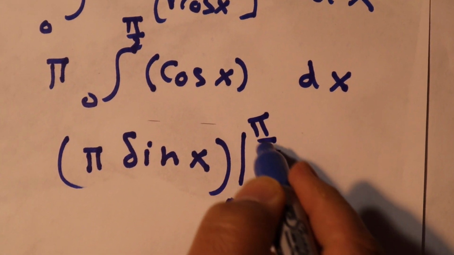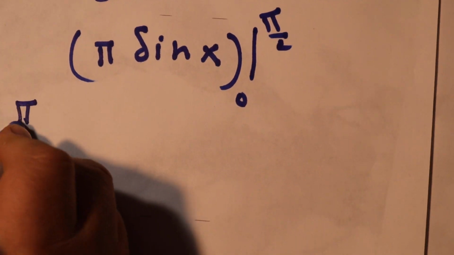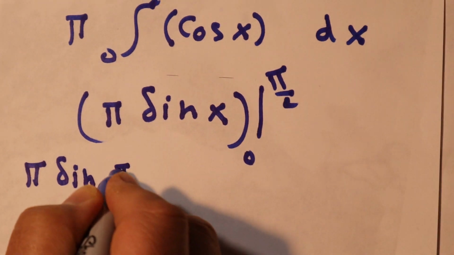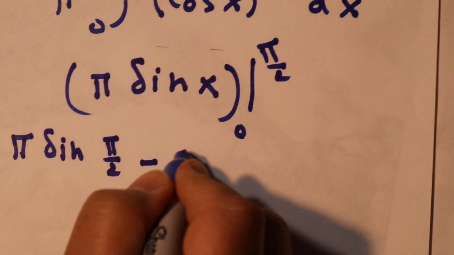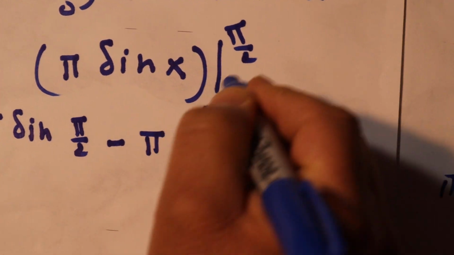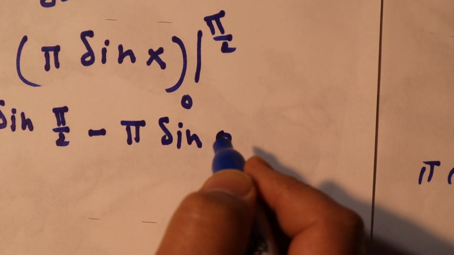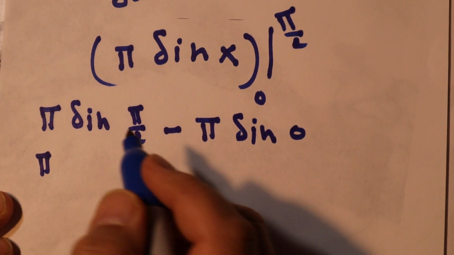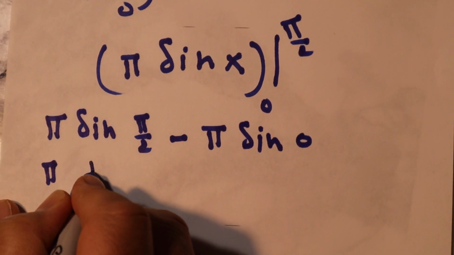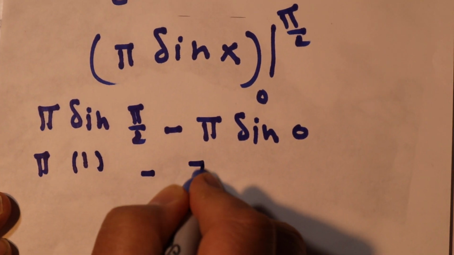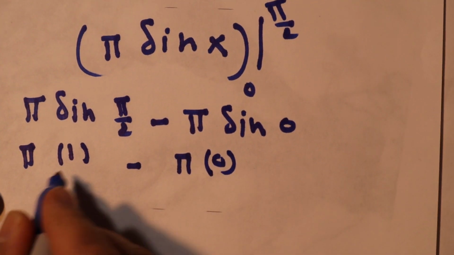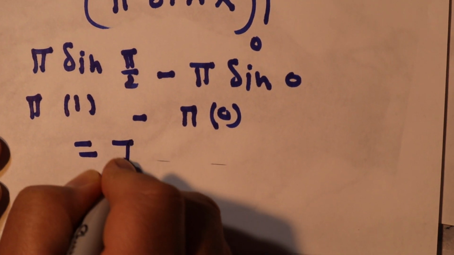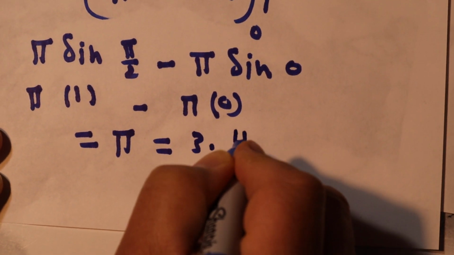So let's plug it in, pi over 2. So pi times sine of pi over 2, plugging in pi over 2 for x, minus pi sine, plugging in 0 for x this time. Pi over 2 is the same as 90. Sine of 90 is 1. Minus pi times sine of 0, which is 0. So 1 times pi is pi. Pi minus 0 is pi. The result will be pi, or it's 3.14.